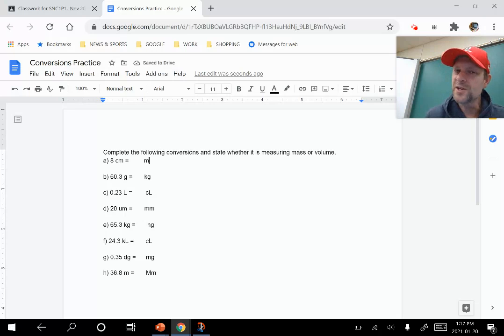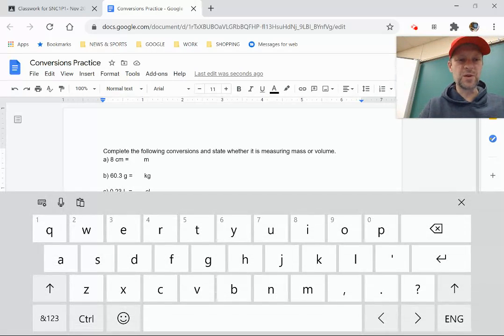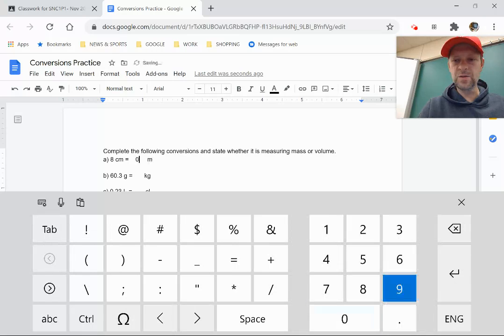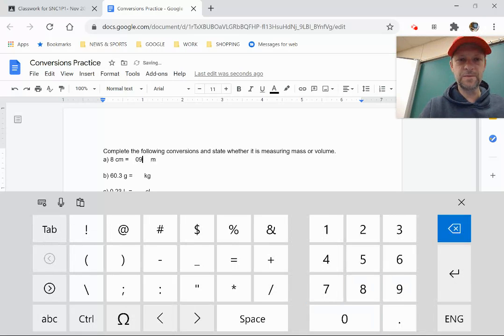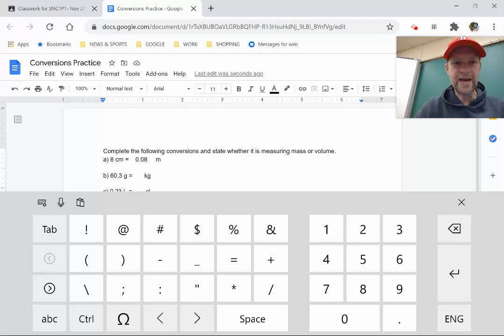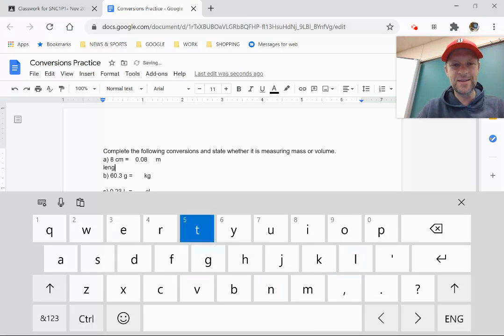You can't convert centimeters to kilograms. That would make no sense. That's converting a length to something else. So this is where you would type in the 0.08, 0.08. There we go. And then underneath it, what are we measuring? Mass or volume or length. I should add that. So that's because this first one is length.